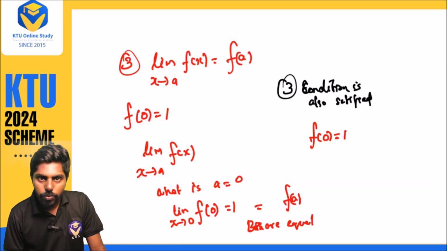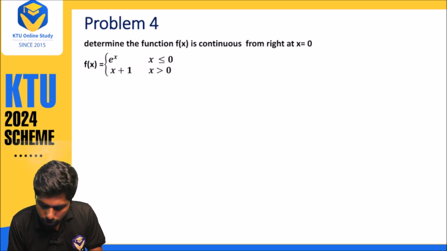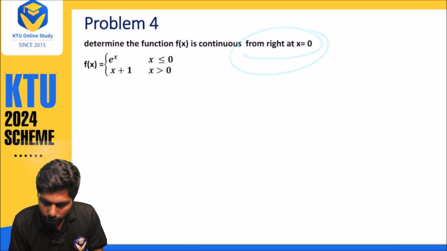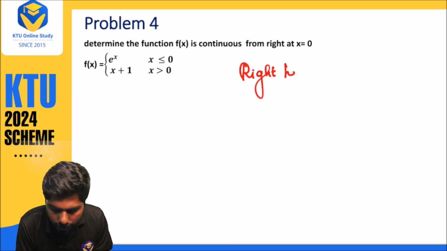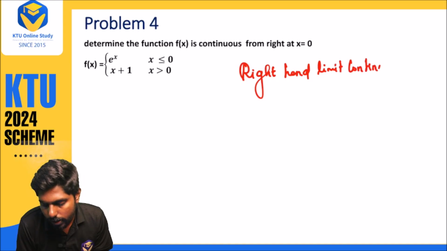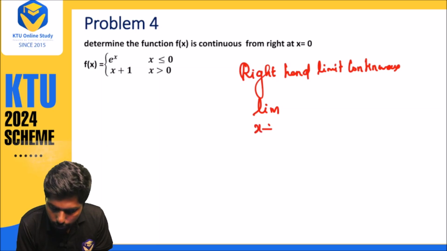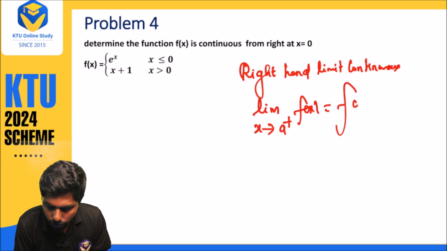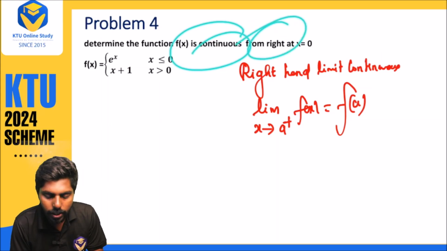Okay, we will go to the fourth problem. What is the question they have asked? Determine whether the function f of x is continuous from the right. They are checking right hand continuity. What is the formula for that? The limit as x approaches a from the positive direction of f of x is equal to f of a. If this condition is satisfied, we can say that f of x is continuous from the right.